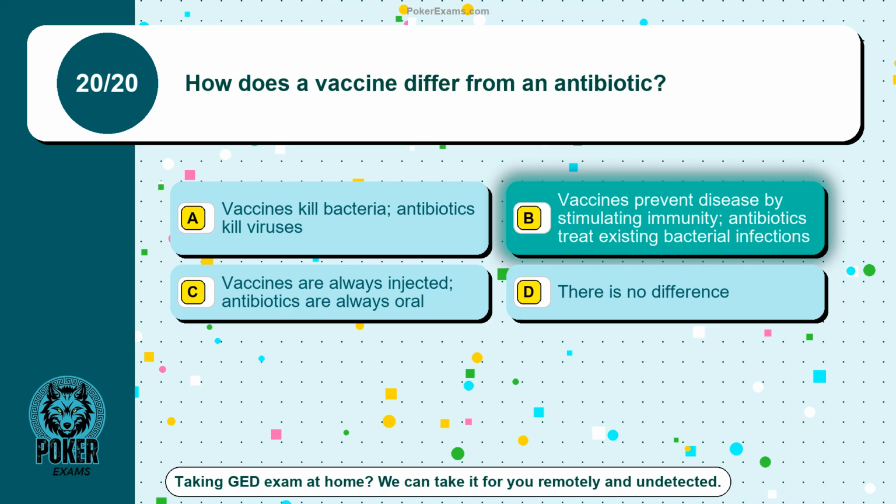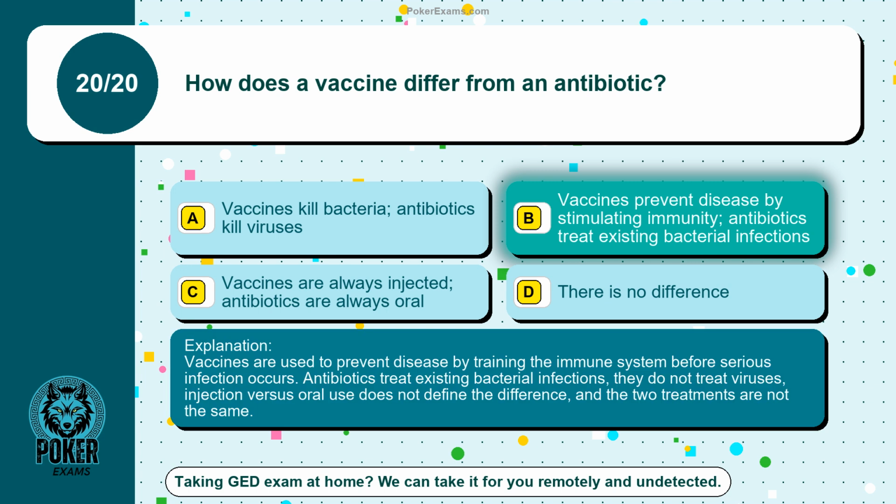The correct answer is option B. Vaccines prevent disease by stimulating immunity, antibiotics treat existing bacterial infections. Vaccines are used to prevent disease by training the immune system before serious infection occurs. Antibiotics treat existing bacterial infections, they do not treat viruses. Injection versus oral use does not define the difference, and the two treatments are not the same.